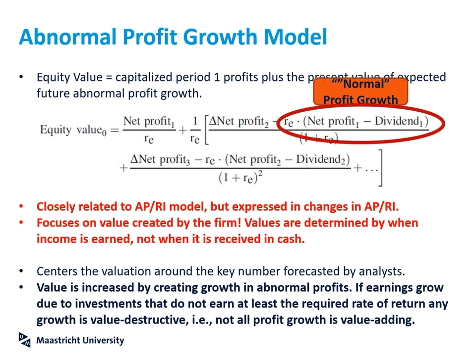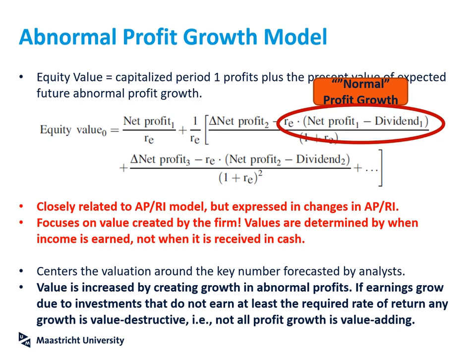Where then the abnormal profit growth is a function of the change in net profit and normal profit growth. And for normal profit growth, we will look at the reinvestment that the company is making. So normal profit growth is a function of the net profit that was earned in the previous year, less the dividend that was paid out in the previous year. Because this is the reinvestment, and this will be the change in the book value of equity that we also saw in the previous slide.